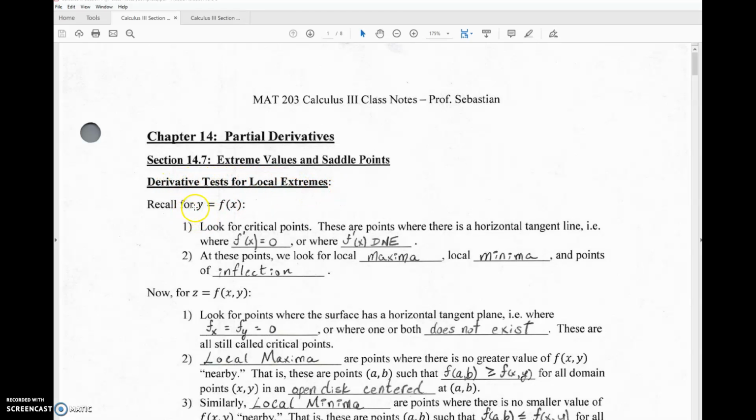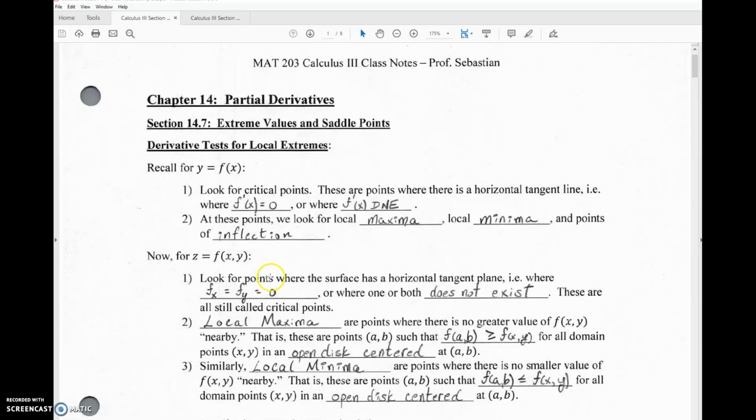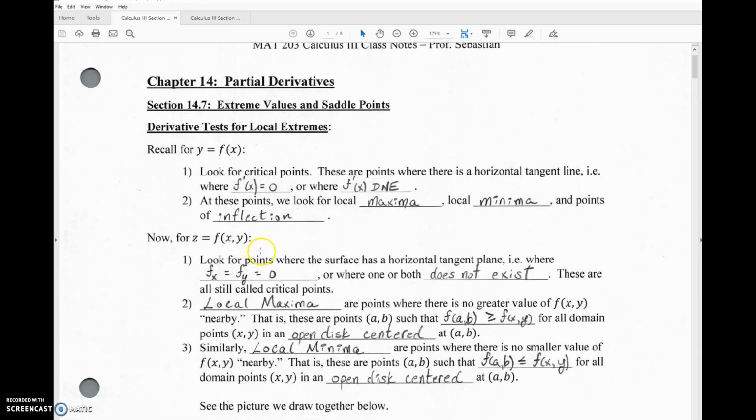So recall that for y equals f of x, for a function of a single variable like we talked about in Calc 1, we want to look for critical points. These are points where there's a horizontal tangent line, in other words, where f prime of x equals 0, or we also look for where the derivative doesn't exist. The second thing at these points is we look for local maxima, local minima, and points of inflection. Okay, so if the derivative is 0 or the derivative doesn't exist, we could have a maximum or a minimum. We also could have a point of inflection, which is where it changes concavity, and it's not a maximum or a minimum.